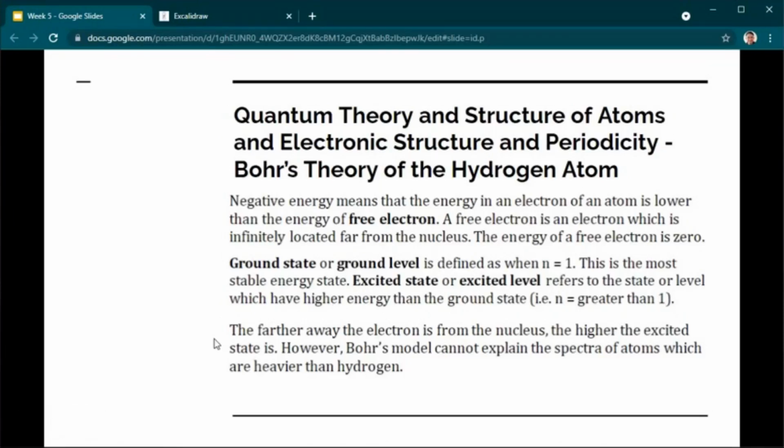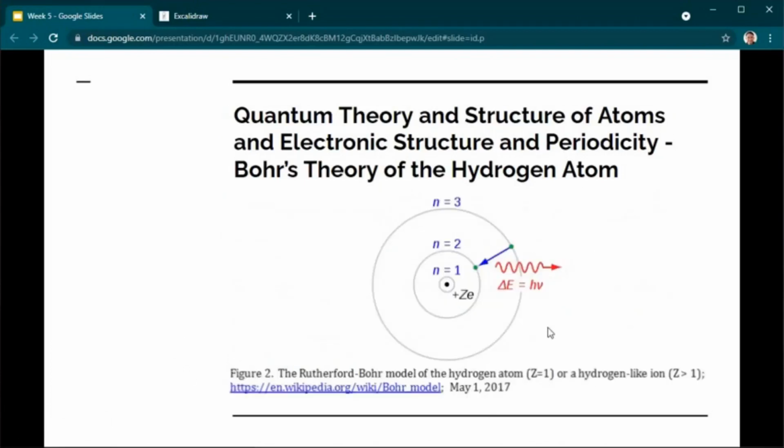However, Bohr's model cannot explain the spectra of atoms which are heavier than hydrogen. So this is the limitation of Bohr's model. It usually just applies to hydrogen. Anyway, this is the visual representation of the Bohr model, which we have discussed just now.